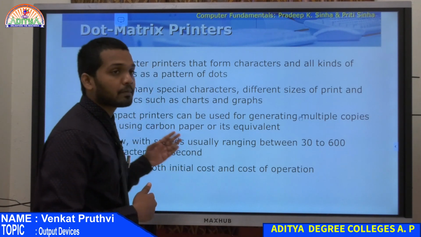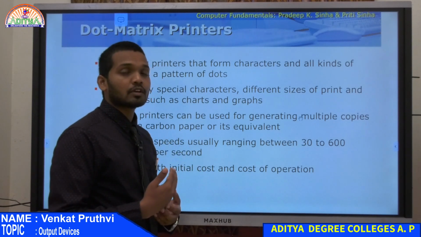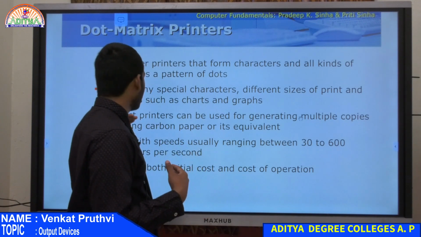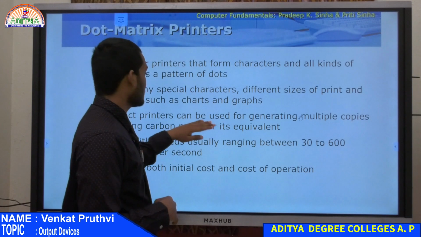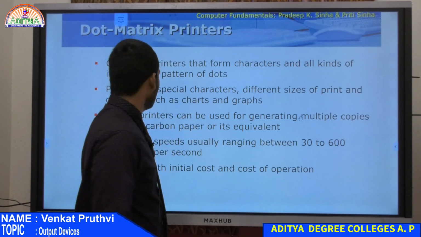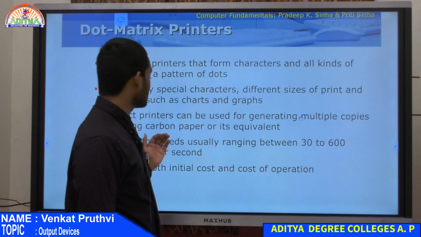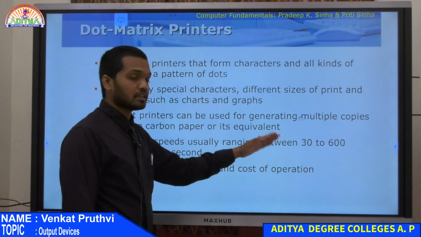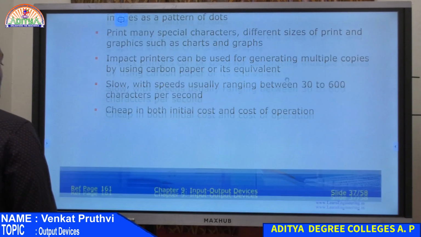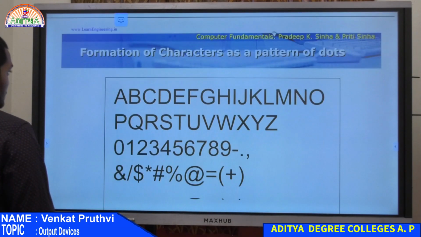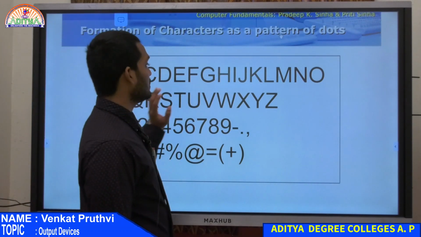They are impact printers. That means with one round of print, you can get multiple copies. How will you get the multiple copies? By using carbon paper or its equivalent. This concept is called impact printing. One problem with these impact dot matrix printers is that they are slow, with speeds usually ranging from 30 to 600 characters per second. And the formation of characters as a pattern of dots would generally look like this.